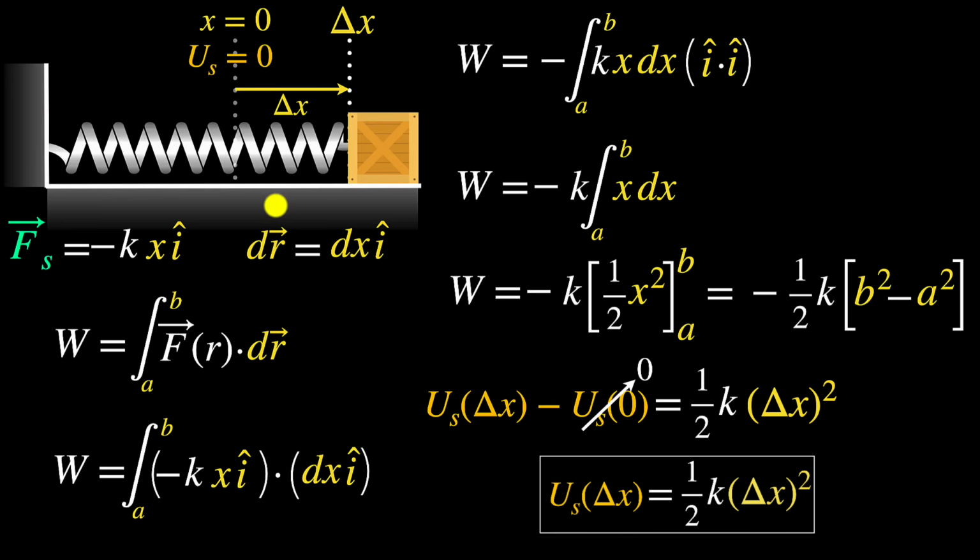If you were to compare this with a system of two masses which interact gravitationally, then the block and the wall are like the two masses. And the spring is like the gravitational force. It's what mediates the force between the block and the wall. So this is the expression for the potential energy of the block spring wall system.